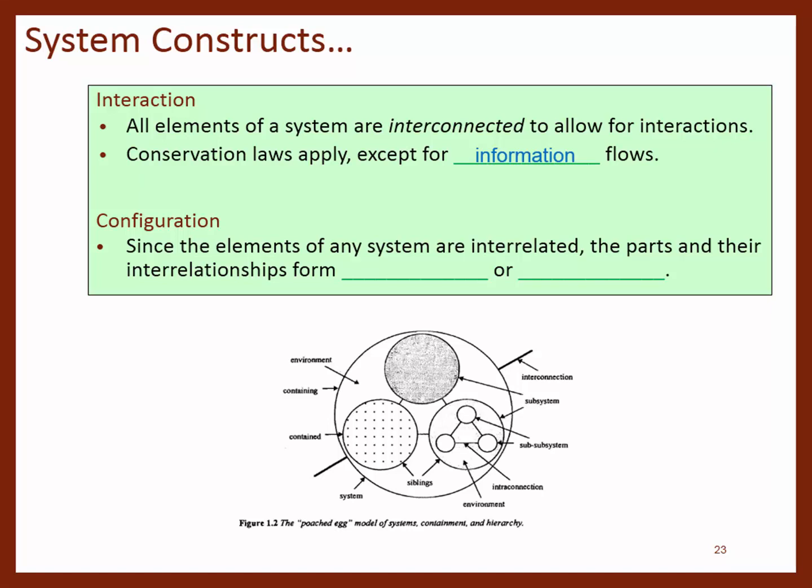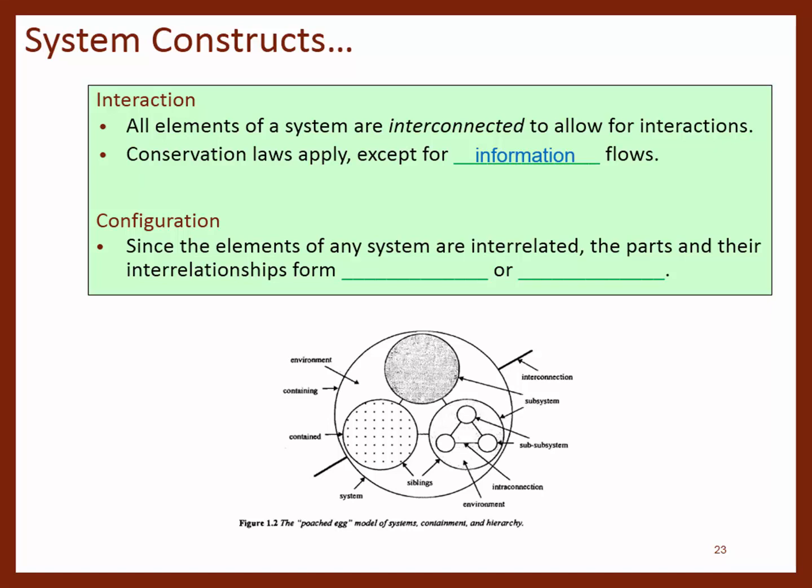So when I say systems engineering or in systems, conservation law always applies. That's not true. That's not the case for information, because you can share information and keep that same information, have data. So it's not that you're losing or changing or transforming the information. So that's why that's the only exception.